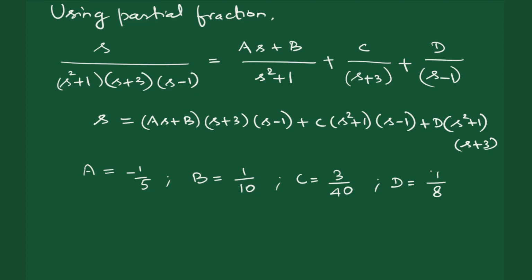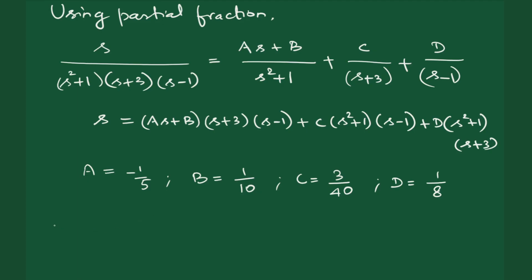Or otherwise, if you want, you can also go by substitution method by putting s is equal to minus 3 and s is equal to plus 1. Okay, and s is equal to 0, like that also. So whichever is easy for you, you can apply that method to get the constant values a, b, c and d.